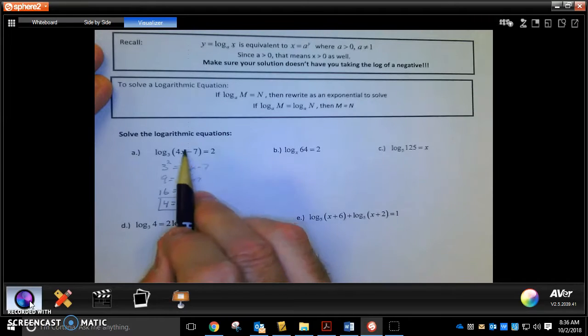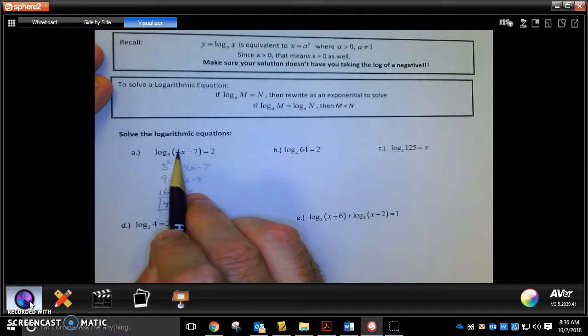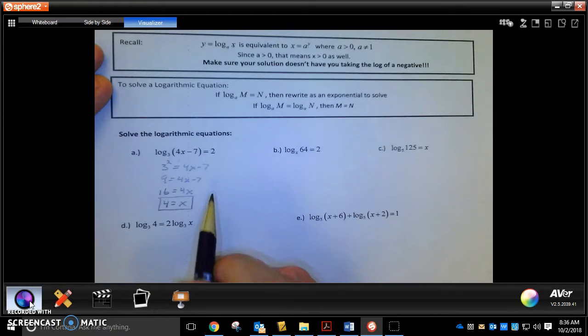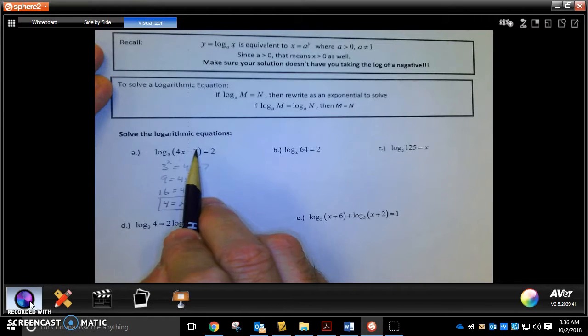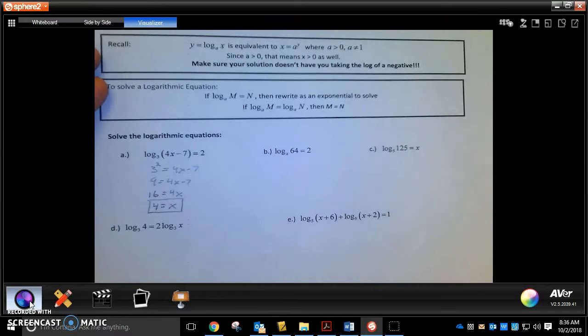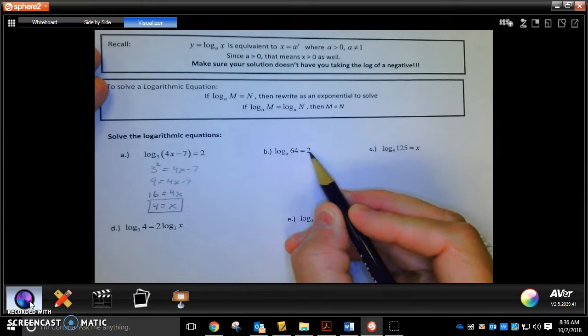If we take that 4 and plug it back in here, you're going to get 4 times 4, which is 16. Minus 7, which is 9. That's fine. That's a positive value. We can take the log of that. And matter of fact, log base 3 of 9 is equal to 2. So that works.